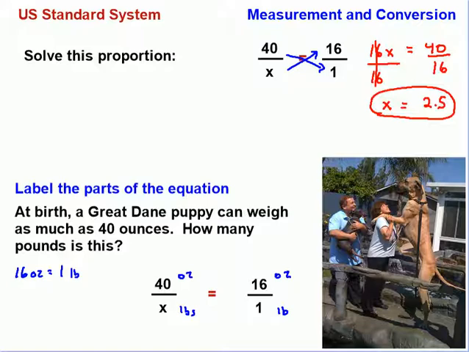And we found out, once we set up our equation and solved it, that each puppy can weigh as much as 2.5 pounds. 2.5 pounds, little bitty puppy to gigantic dog.